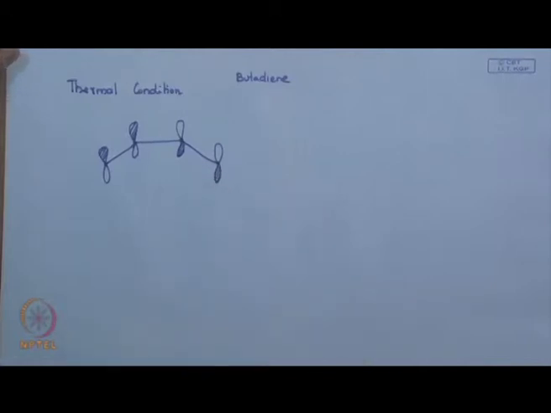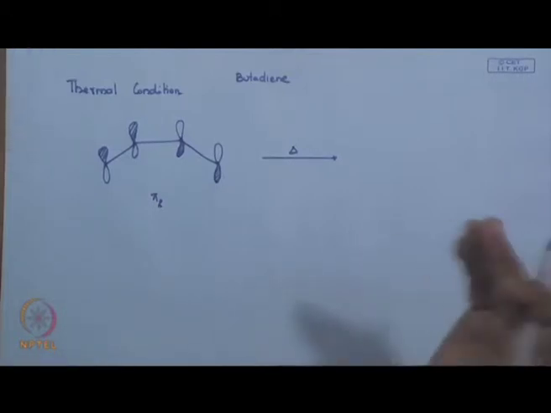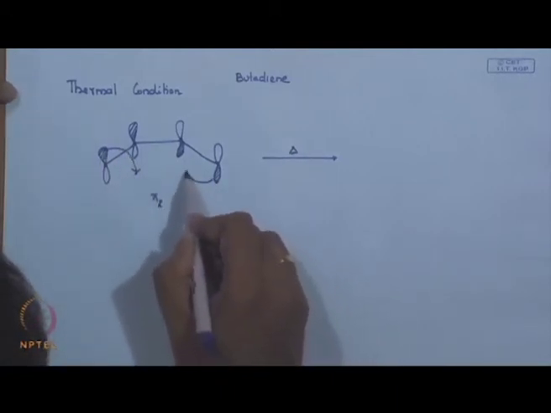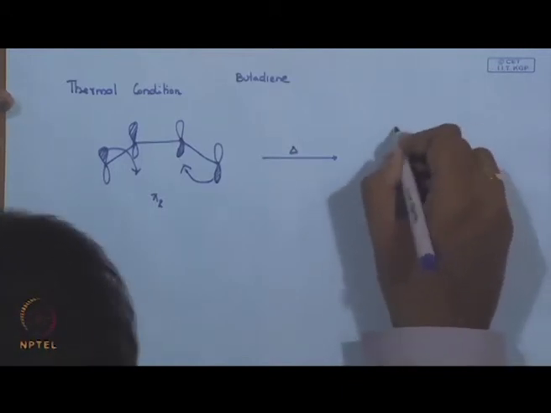Okay. So I am doing a thermal condition. So what do I have to remember? I have to remember that in my thermal condition, the pi 2 system, which is the HOMO. So I have written the HOMO of my butadiene. Now we know that the reaction should give me a bonding orbital only. So we said that anti-bonding is not allowed. So if I want a bonding, then I need this direction to take place, right? This should be my direction.